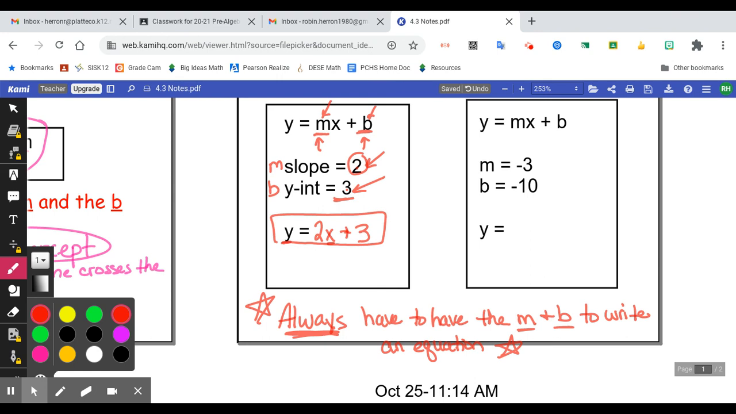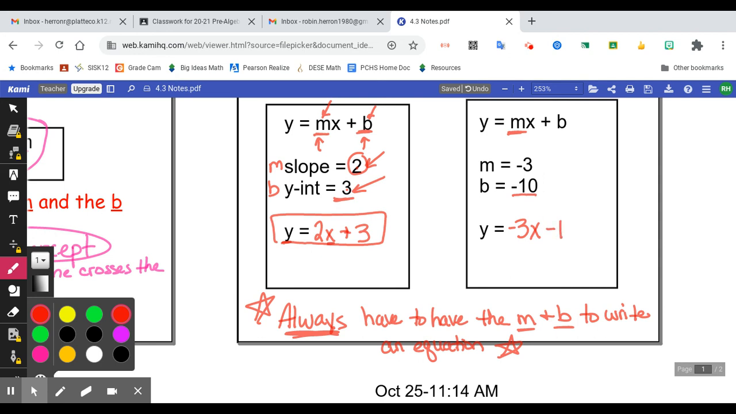Okay, so same thing here. m is -3, b is -10. So where the m is, I'm going to put -3. x stays the same. Now, I know that b is -10, so I'm not going to put plus -10.